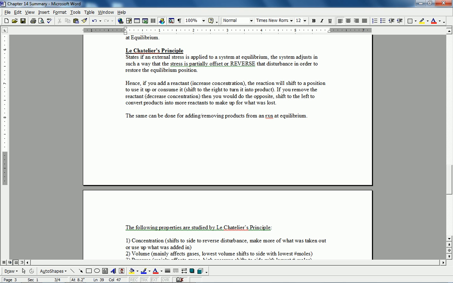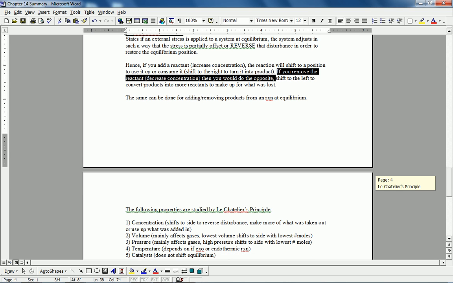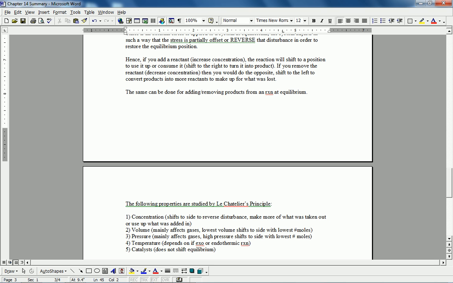So there are different ways that you could offset or disturb the system at equilibrium. Certain things that you could do. First and foremost, you could increase concentrations of your reactants or products. This would, again, cause a disturbance. So you could add a reactant or product. You could remove a reactant or product. So that means you could increase a concentration or decrease a concentration. So there's one factor that could act as a stressor. Another stressor can be in terms of volume, temperature, and so on. So we'll discuss other properties that are studied by Le Chatelier's principle.